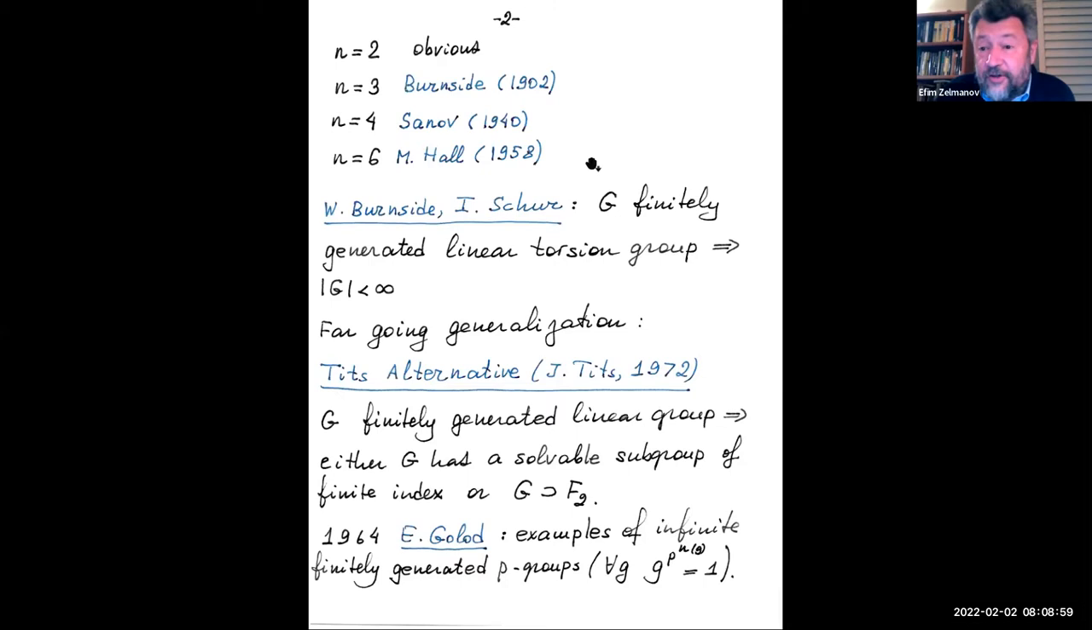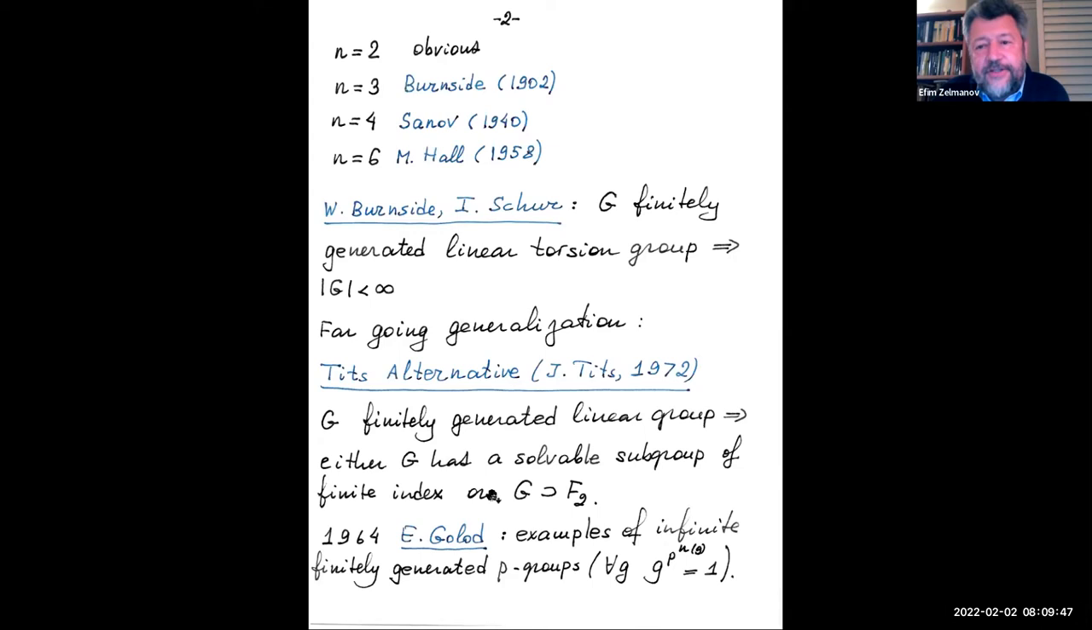Burnside and Isaiah Schur proved that if G is a finitely generated linear group, so it is a group of matrices over some field, then this problem has a positive solution. So a finitely generated torsion linear group is finite. This theorem had a very far-reaching generalization by Jacques Tits. Tits proved that for every finitely generated linear group, either this group has a solvable subgroup of finite index, or it contains the free group of rank 2, and therefore cannot be torsion. It became known as the Tits alternative.